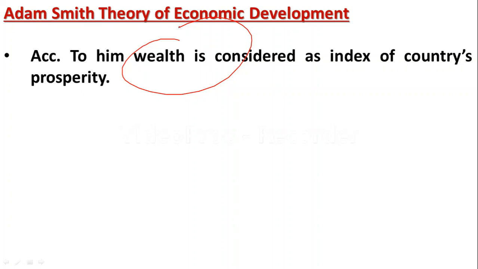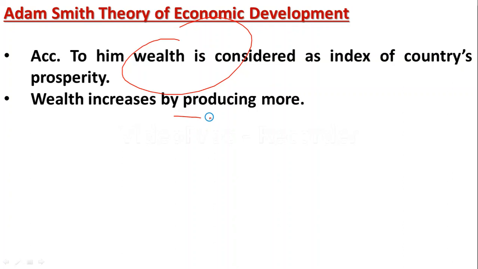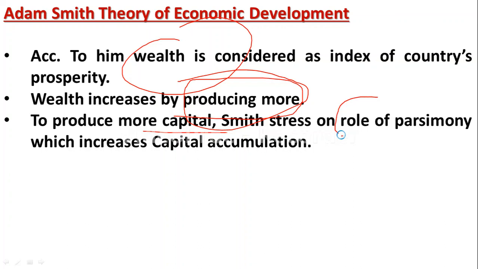Wealth increases by producing more. When we are producing more, we are selling more, we are earning more, so GDP will increase automatically and the nation will move towards prosperity. To produce more capital, Smith stressed the role of parsimony, meaning people have to save more and more. When they are saving more, it leads to an increase in capital accumulation.